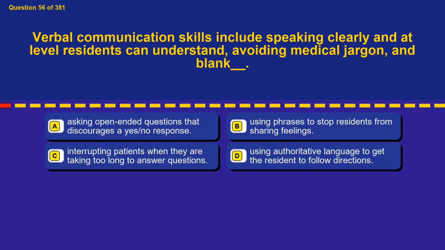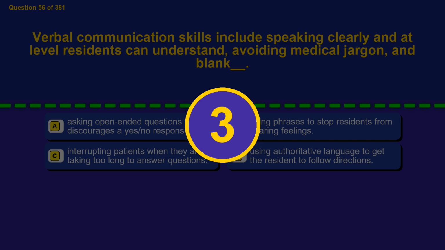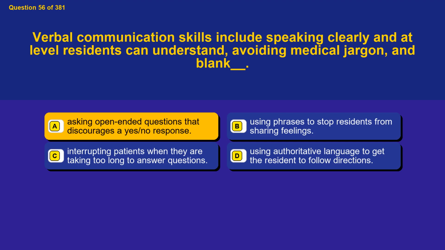Question 56. Verbal communication skills include speaking clearly and at a level residents can understand, avoiding medical jargon, and blank blank. Option A, asking open-ended questions that discourage a yes/no response. Option B, using phrases to stop residents from sharing feelings. Option C, interrupting patients when they are taking too long to answer questions. Option D, using authoritative language to get the resident to follow directions. The correct answer is option A, asking open-ended questions that discourage a yes/no response.